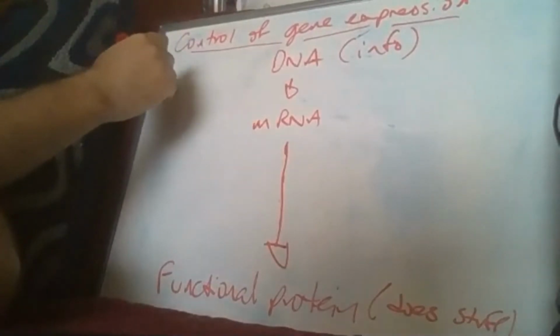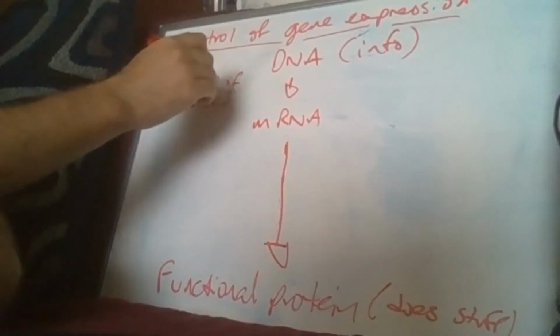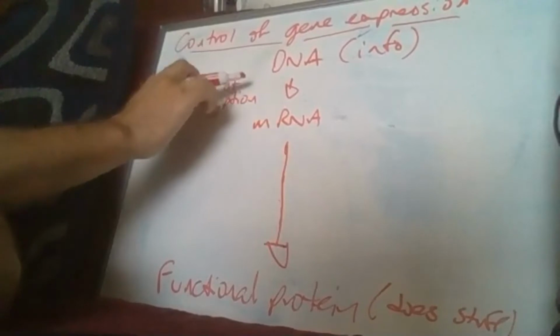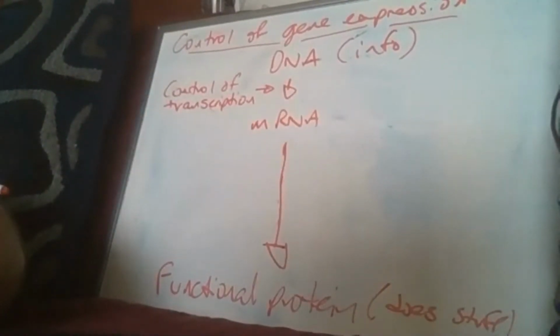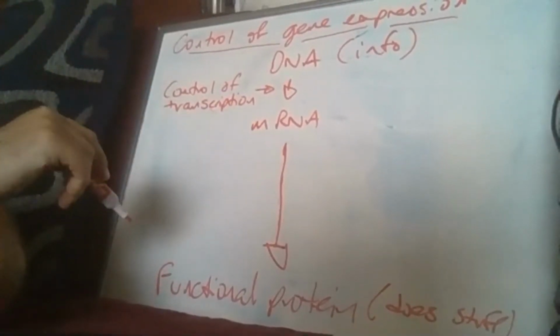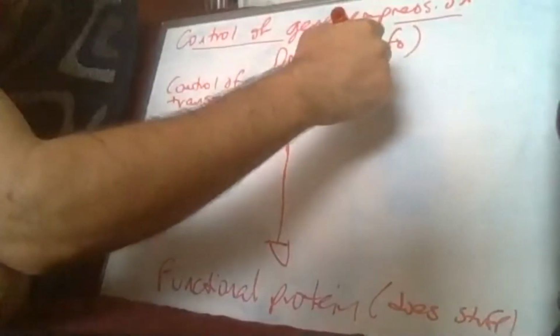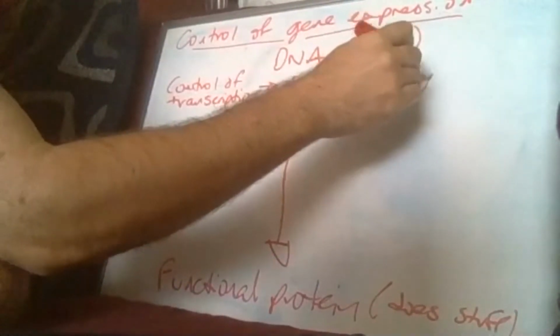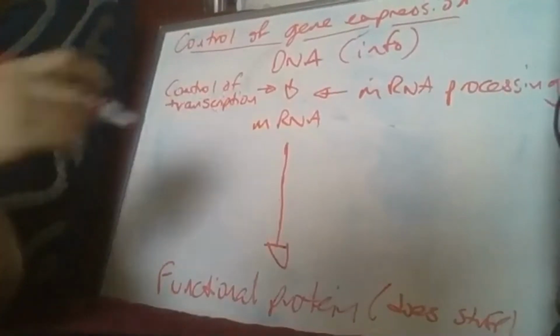So we have control of transcription. Here is very, very important. You also know that we have a whole bunch of other stuff going on before we get our mature mRNA. We're not talking about our pre-mRNA here. We're talking about mature mRNA. So we also have control over mRNA processing, particularly splicing.